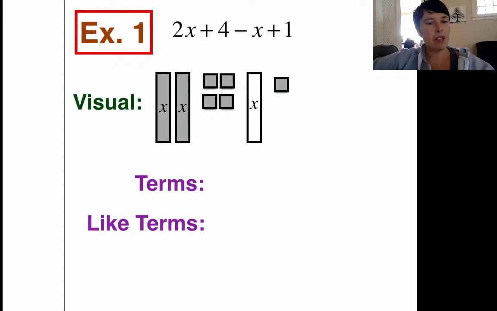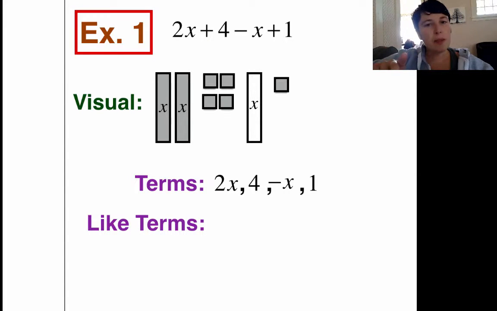In this problem, we have a 2x, so I could write that down as a term. We have a 4, we have a negative x, and we have a 1. So all I've got to do is list them out and then put some commas in between them, and those commas just break it up so that it's a list. Those are the terms of the problem.